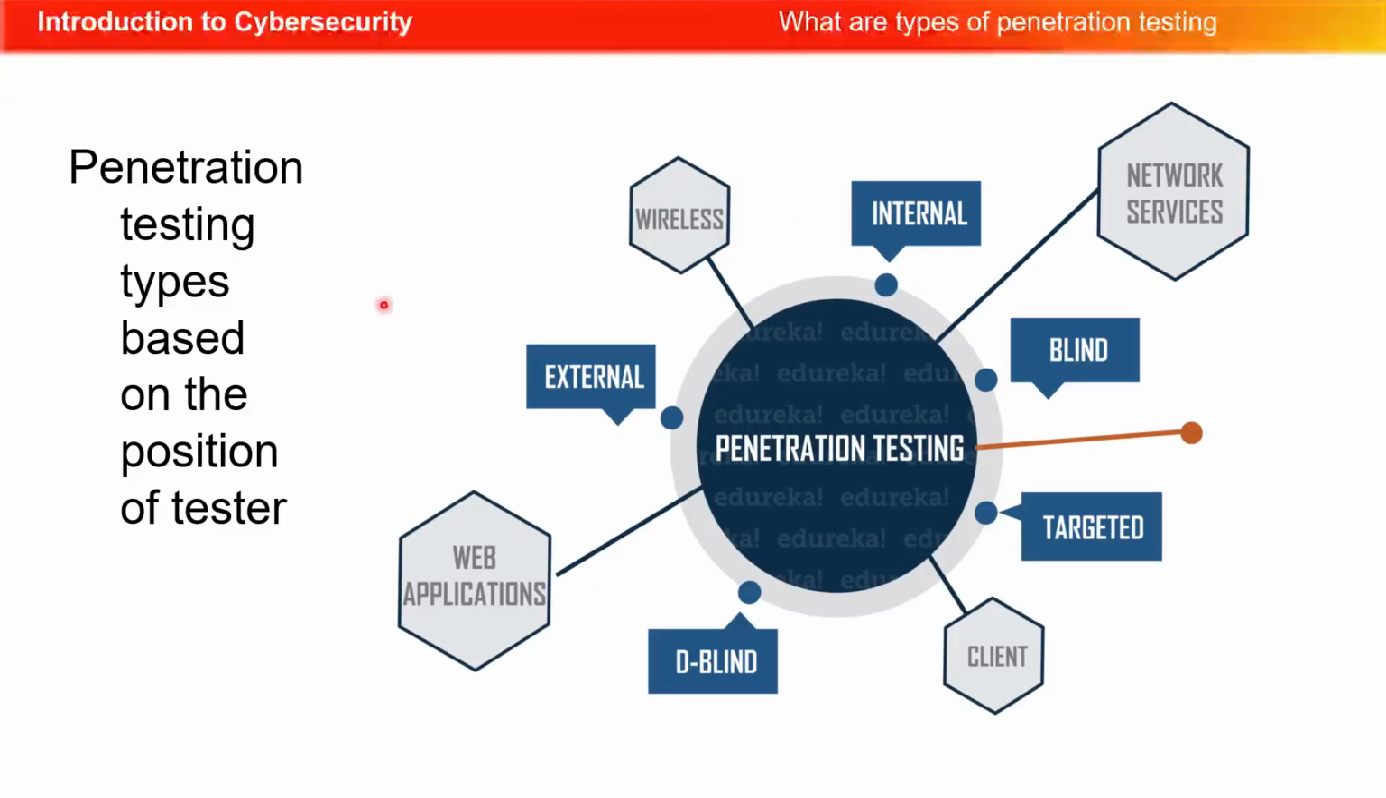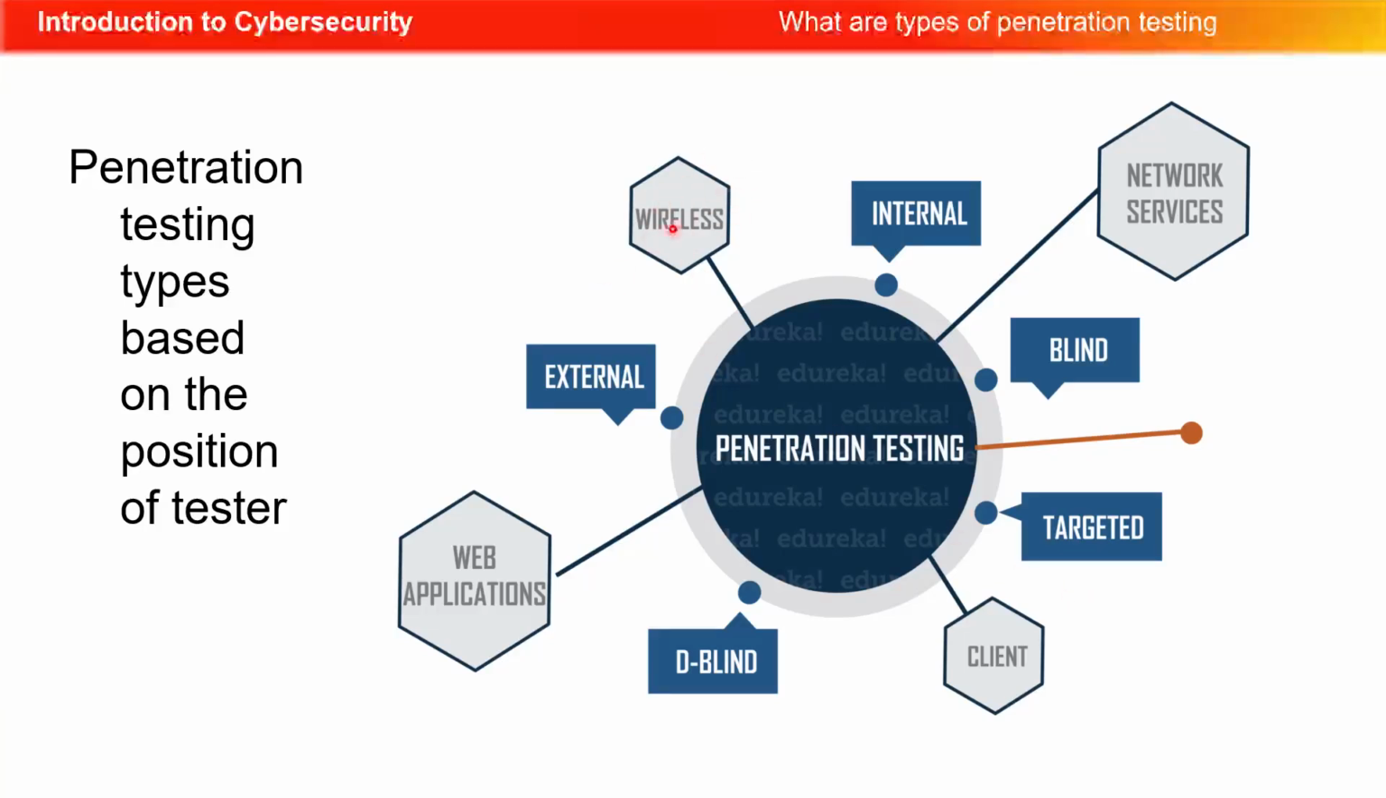And penetration testing types based on the position of the tester. So we can see here external, also internal. Consultant, anybody that gains access to inside the secure perimeter can penetrate the system. You can do blind testing, targeted testing, double-blind testing. These are very similar to the black box testing. Targeted is similar to the white box testing.